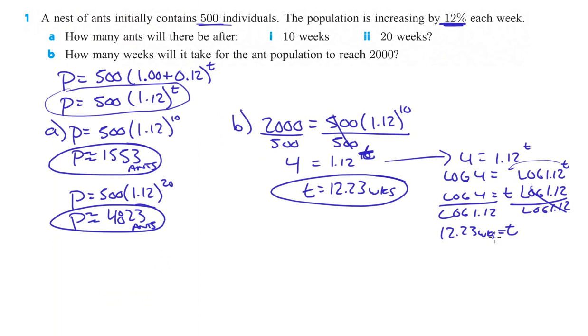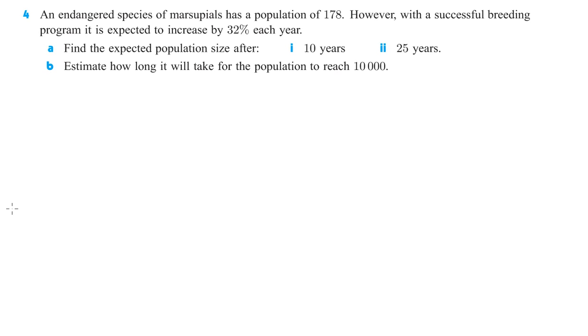12.23 weeks. Okay, so you can do it with the graphing calculator, or you can do it with logs. Nice thing about logarithms is you don't have to worry about ever changing your window to make sure that it fits in there. Logs will pretty much always work. I usually tend to lean this way, but if you want to do it with a graphing calculator, go for it. Okay. Next one to take a look at, number 4.